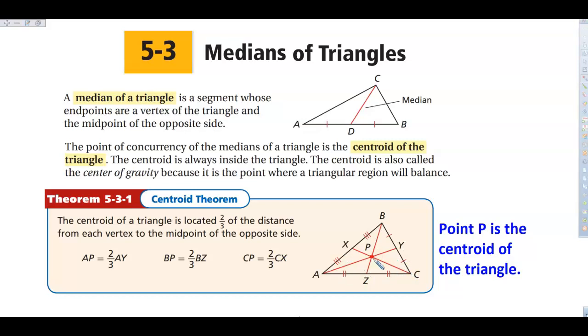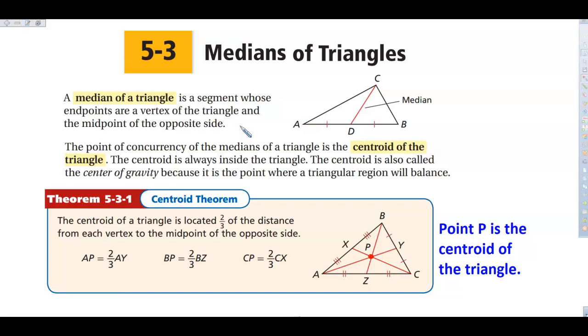This point right here, we have another point of concurrency. So remember that point of concurrency is where those segments meet. And this point of concurrency is called the centroid. Fun fact about a centroid is it is the balancing point of a triangle.